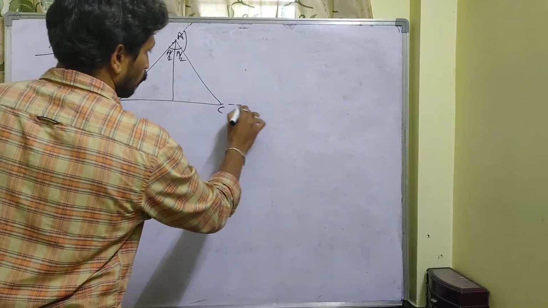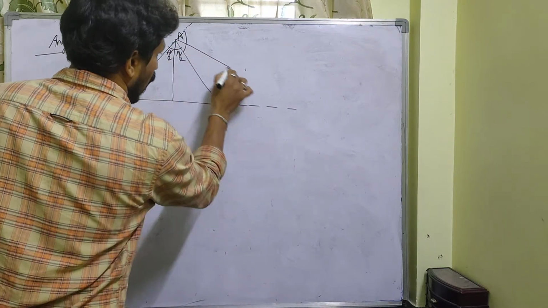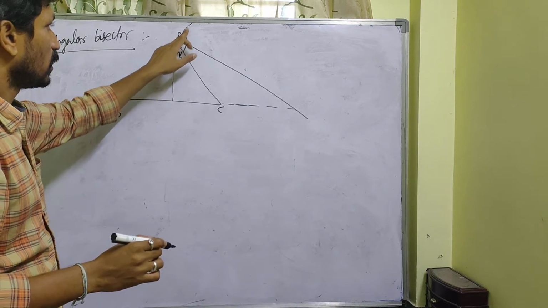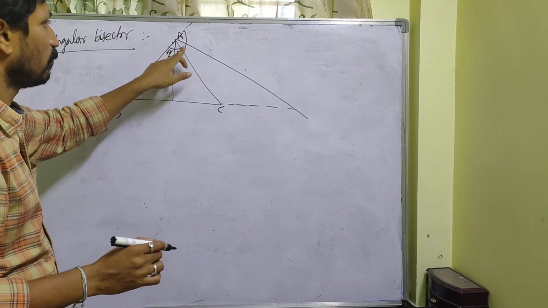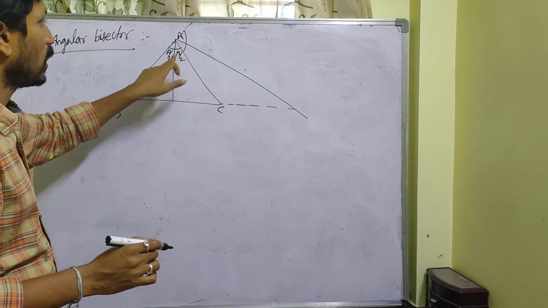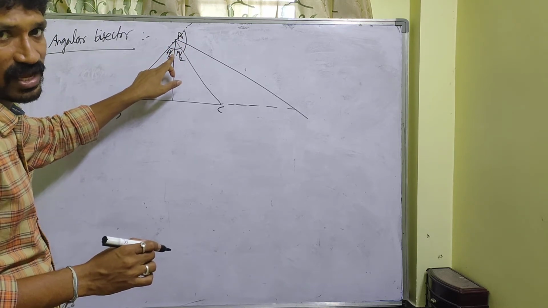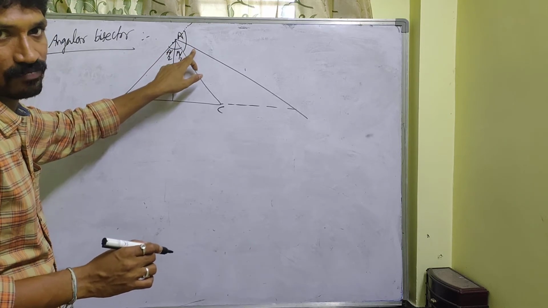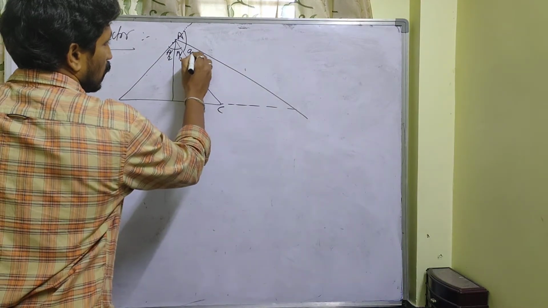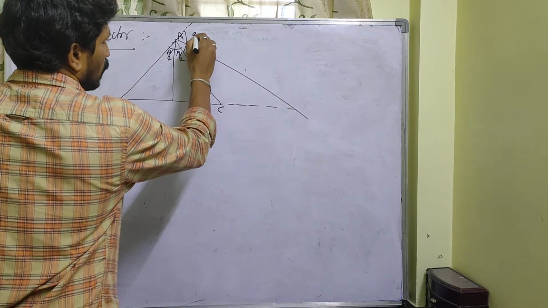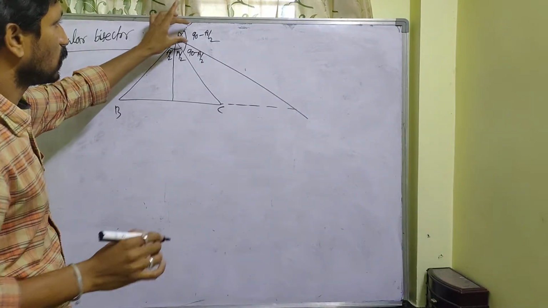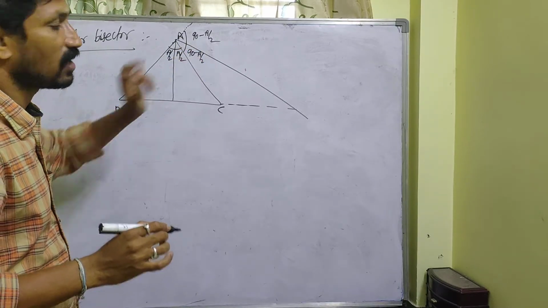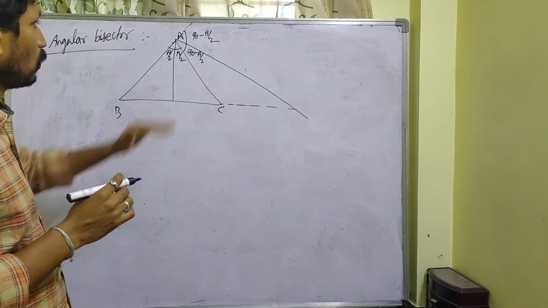If you extend this, it is also one of the angular bisectors. Actually, it is a straight line, and a straight angle is 180. So if the internal angle is A, the other is 180 minus A, which means 90 minus A by 2 on each side. So this is also an angular bisector. This is the internal angular bisector, this is the external angular bisector. Just remember, total you get 180.